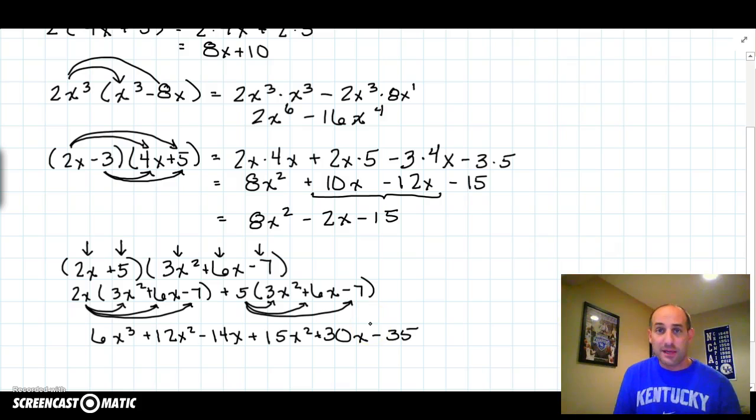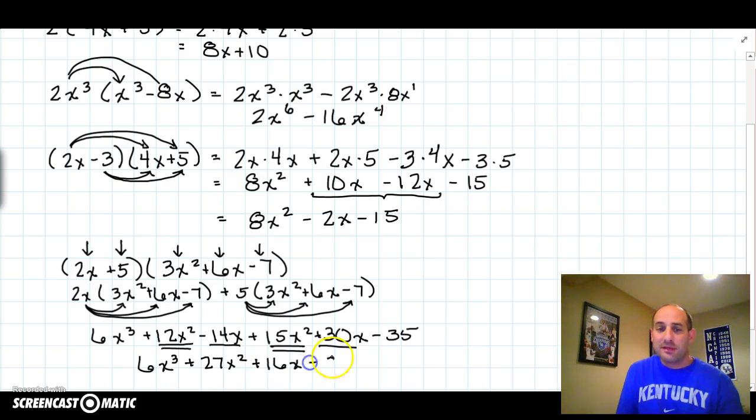Again, you're going to look for some like terms. That's something that can trip people up if you're not careful. Notice I've got x cubed. I've only got one of those terms, 6x cubed. That's over here, and it's done. I've got x squared here, and I've got x squared here, positive 12 and positive 15. I'm going to put them together and get 27x squared. Minus 14x plus 30x, it's like 30 minus 14, so that's going to be a 16x. And then the minus 35 is all by itself again.